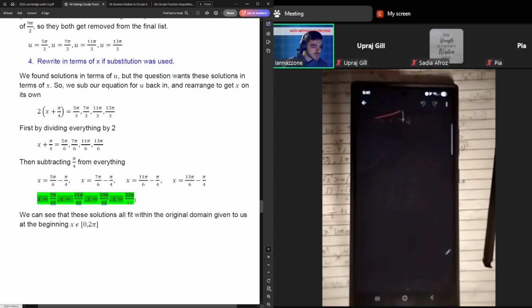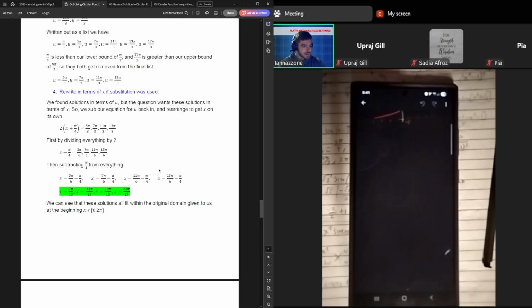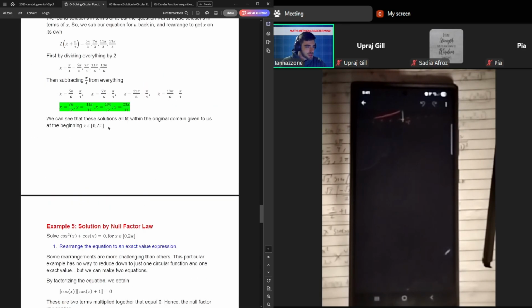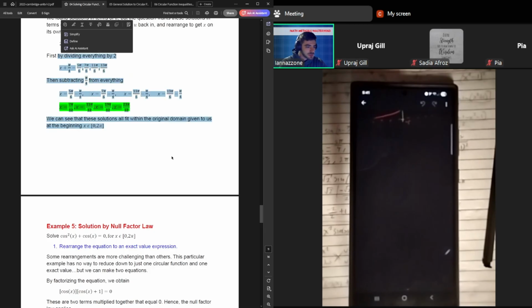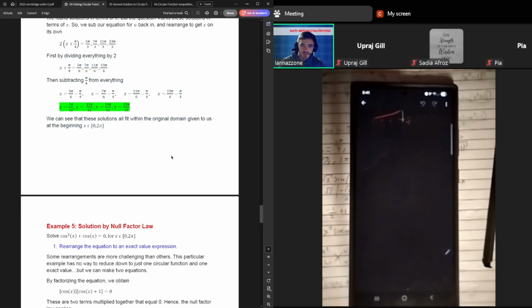You can see that if you do this substitution method, you'll see that everything fits within the domain that was originally prescribed to us, 0 to 2 pi. So there's no guessing involved with how many more solutions you need. That's probably the most complicated of all these examples, so feel free to let me know if there's any questions.